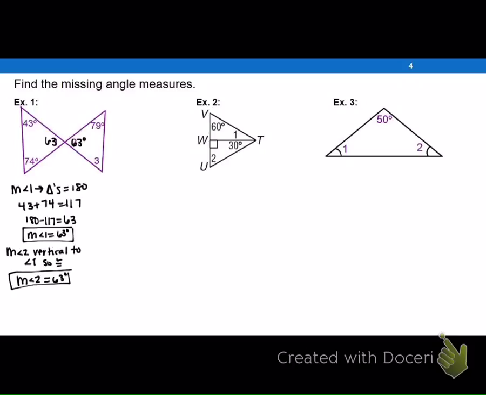Rob, how could I find the measure of angle 3? You know that this is 79. We just found out that this is 63. So how can we find the measure of angle 3? What do triangles add to? Triangle angles add to 180. Okay, so how could we find that?